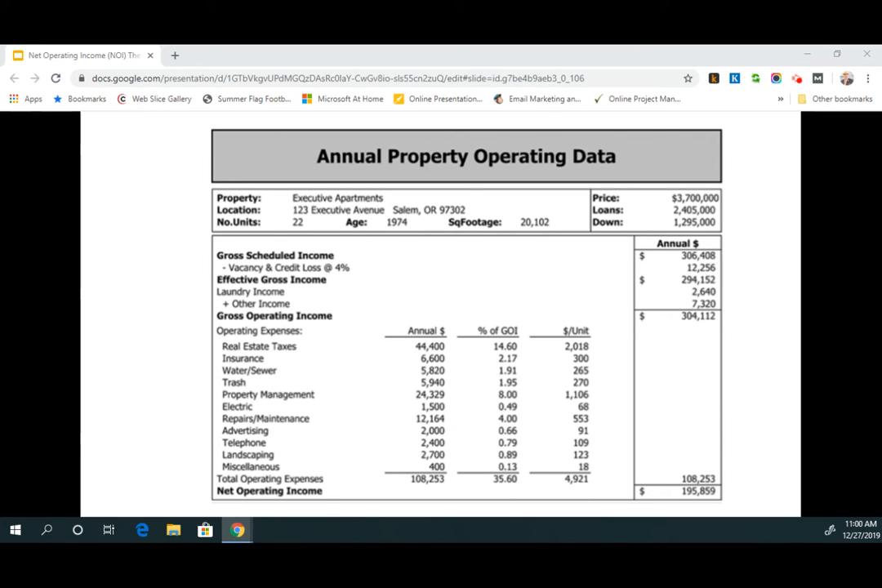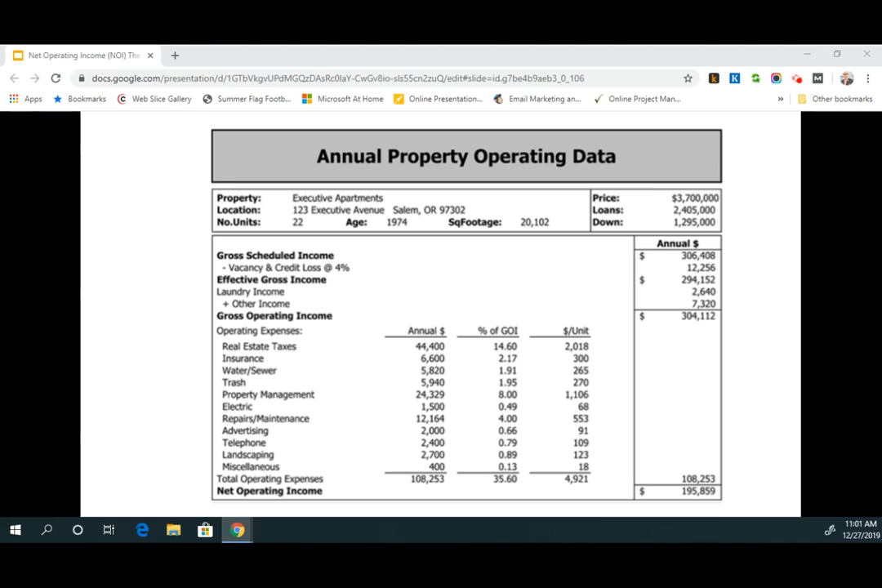Why is NOI so important? So with this right here, what you're looking at is the APOD, Annual Property Operating Data. Take a look at that. Now, this form is very helpful in a lot of different ways. When you plug in the numbers, when you do the math, it should give you the net operating income.